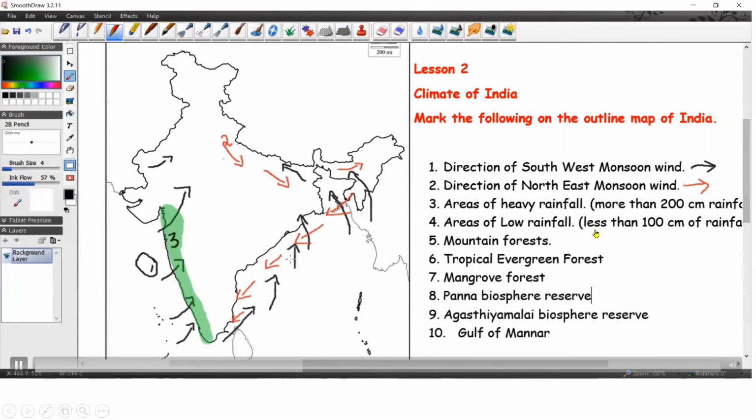And next, areas of low rainfall: Thar Desert, and also this area, Karakoram, Ladakh and Zanskar. They receive very little rainfall, less than 100 centimeters, or even we can say less than 50 centimeters. Thar Desert and this area get less than 100 centimeters of rainfall. Areas of low rainfall, this is 4. Answer for the 4th question.